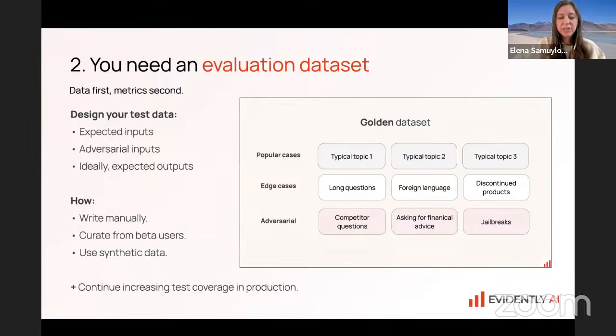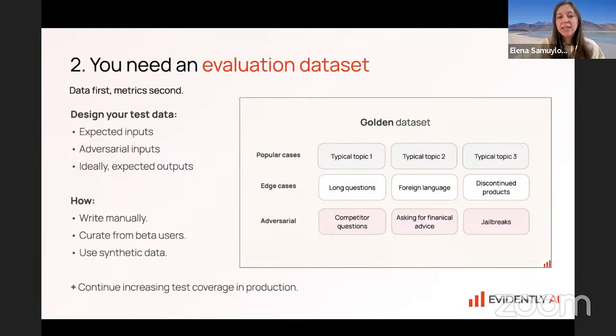And you can think about this as a very comprehensive exercise. So it can be some very popular cases that you should handle well. It can be some edge cases that you should either handle well or say that you cannot handle them. It could be some adversarial inputs, like you can ask your chatbot about competitors and you should expect it to not answer or say something like a canned response. And again, this is hard work, and this is probably the moment when it becomes complicated.